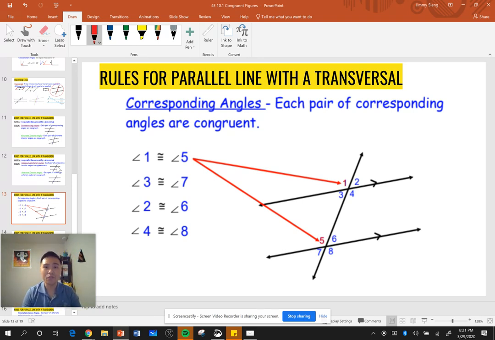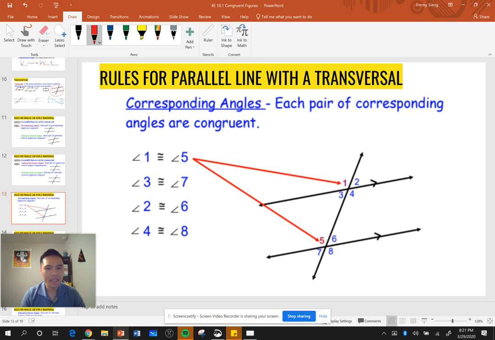Same thing goes with these transversals, okay? If you look here, we have angles 1, 2, 3, 4, and then 5, 6, 7, 8. Notice how those are two parallel lines. Those two parallel lines are getting cut up by a transversal line. So each corresponding angle is going to be the same if we have two parallel lines and a transversal line going through it. So I can say that angle 1 is congruent to angle 5, okay?